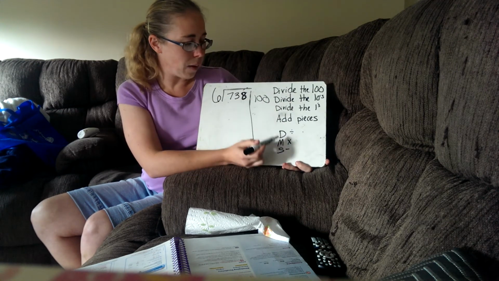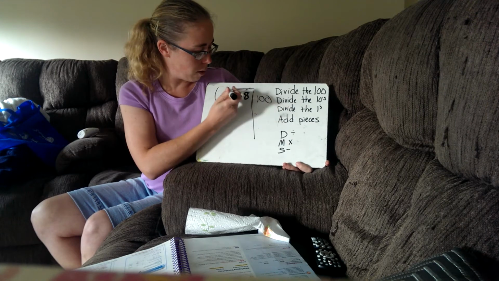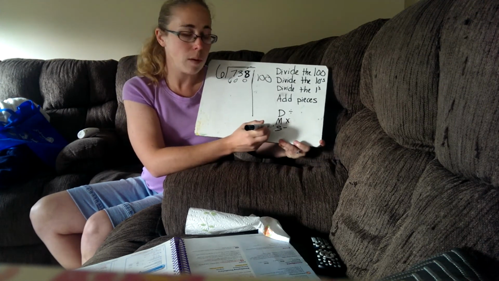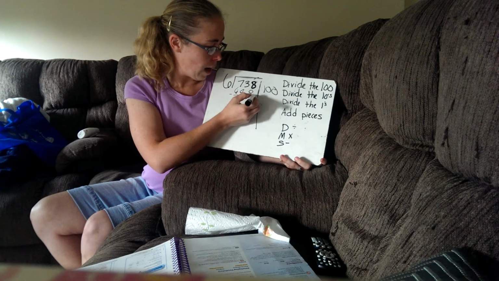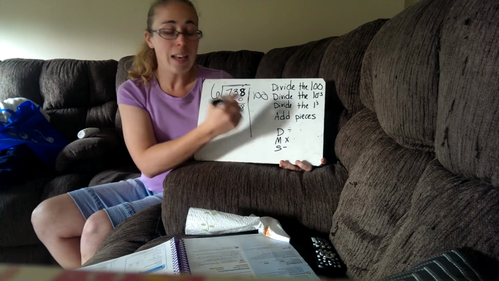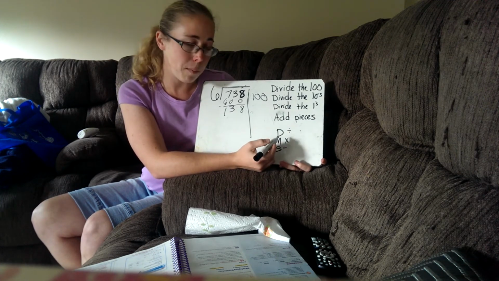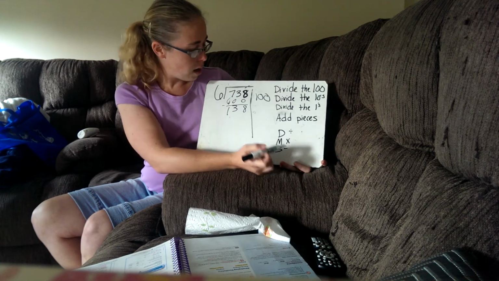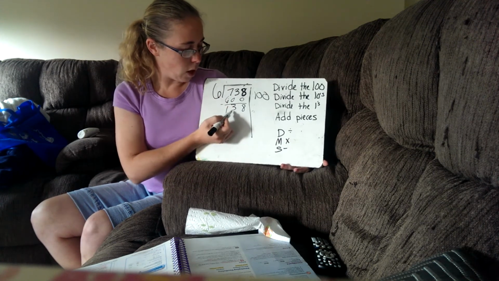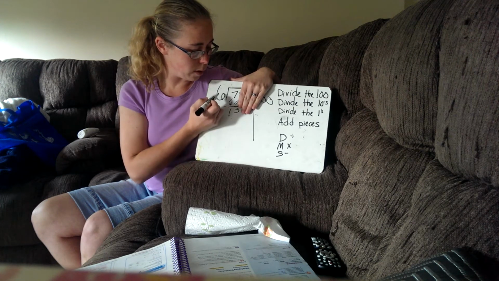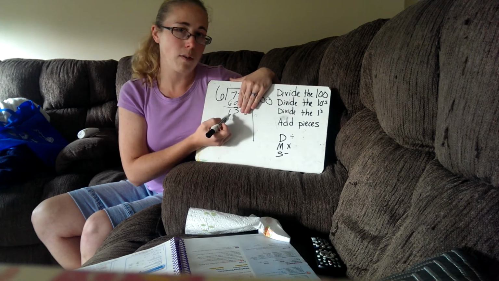So now we have to multiply. 100 times 6 equals 600. Now we subtract, and that will give us 138. Okay, now we have to keep going and doing it again until we have nothing left to divide. So how many times can 6 go into 138? If it helps, we can just look at the first two numbers. How many times does 6 go into 13?